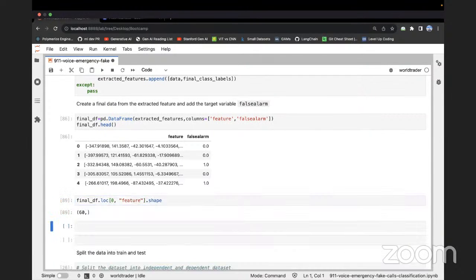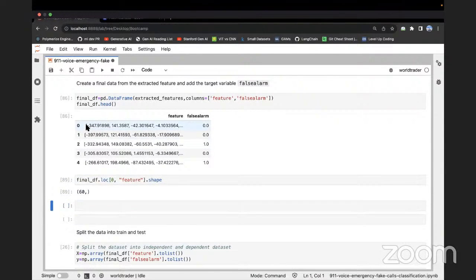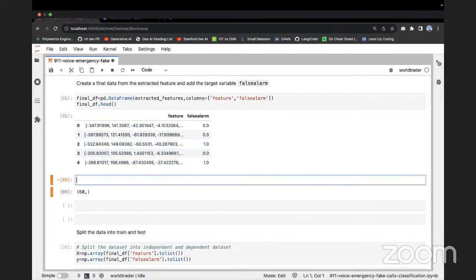What is the shape of this? It is 60. So for each row, I have 60 parameters, 60 features. And I have the false alarm or non-false alarm column also. Was it a false alarm or not?